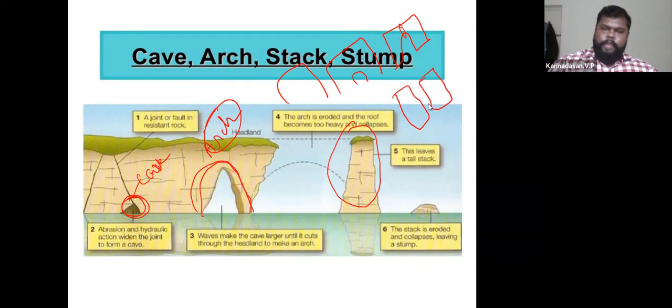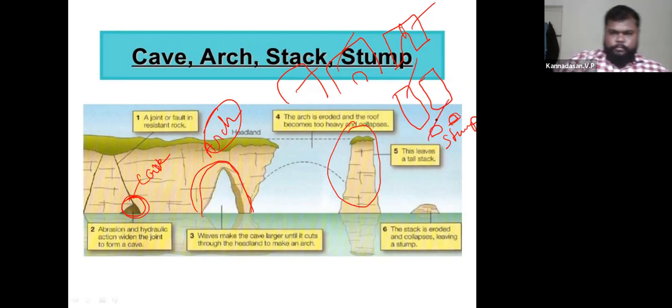And even after thousands of years, the stacks also get eroded, and finally a small stone will be left behind, which is known as a stump. So it's very simple. A huge rock structure, a cave is formed, then an arc is formed, then a stack is formed, and finally it becomes a stump. Okay, shall we move forward?